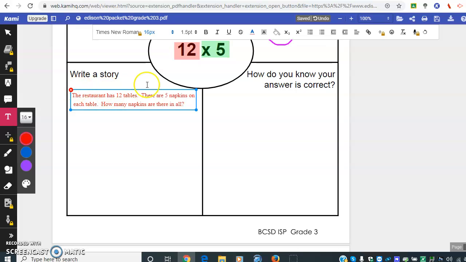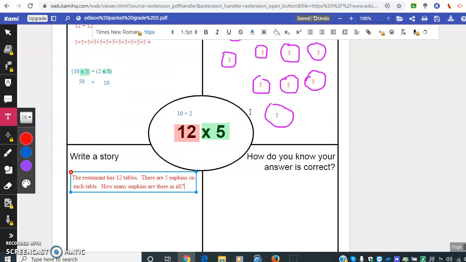So again, I've got my 12 somethings, and in this case, I had 12 tables. That's what my groups are. They're not boxes, they're not packages, but each table is a group. And on those tables, I have 5 napkins each. So there's my story. See if you can write a different variation of the story for yourself.